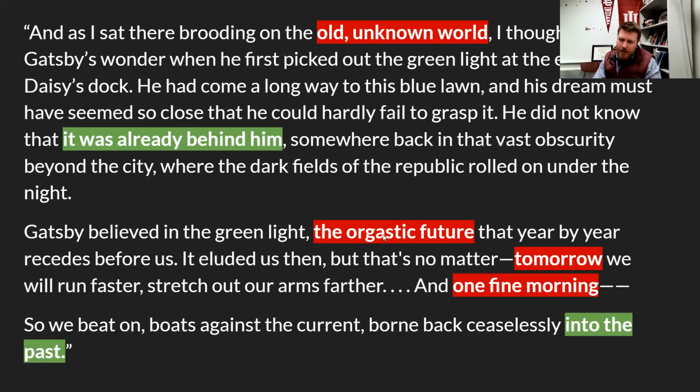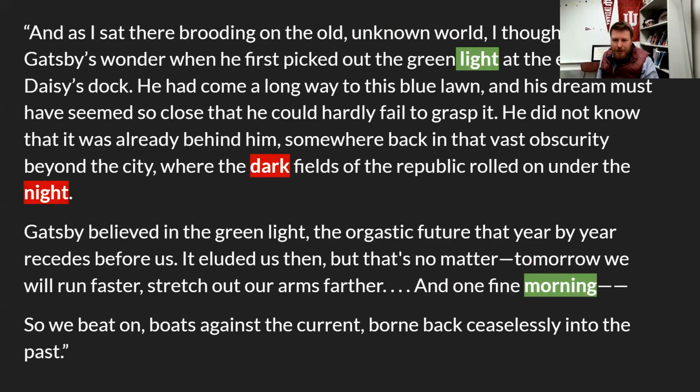But then we've also got the orgastic future, tomorrow, one fine morning. Do you see that there's a binary there? It's an opposition of what? Future and past. So that might be potentially two themes, or they might relate together to a theme. For instance, when I think about past versus future, what I'm really talking about is time, which is definitely a theme in The Great Gatsby. So looking at that opposition, that binary, those opposites, I can start to develop an idea that maybe this passage has a lot to do with time.